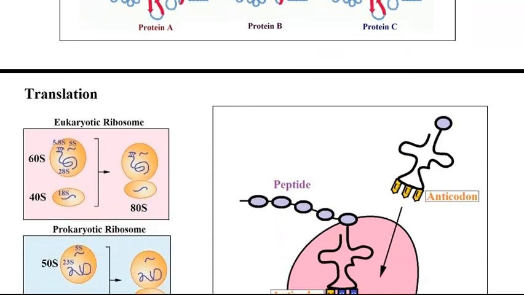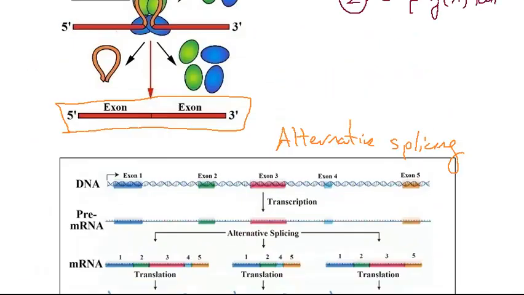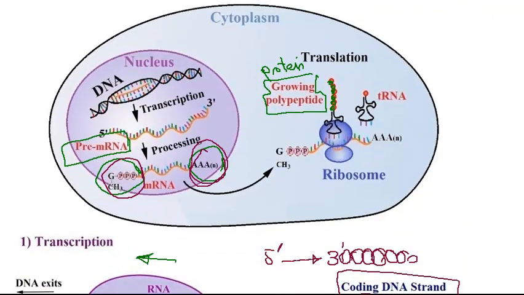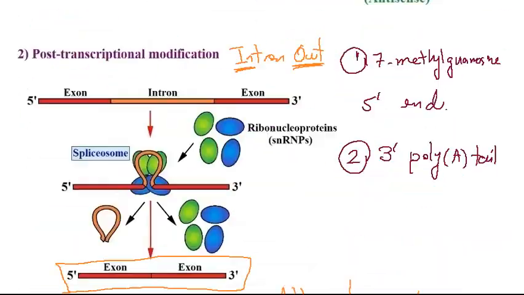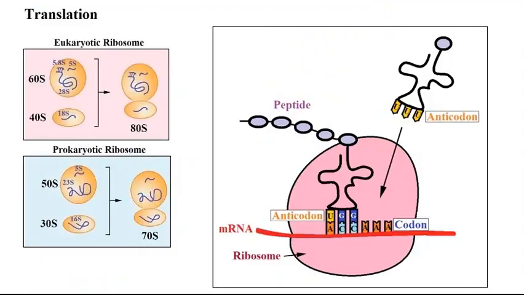All right, the next process is translation. So let me go back to the summary again. We've shown how transcription happened, how pre-mRNA has undergone 5' capping, polyadenylation, and splicing. Now we have the mature mRNA that is undergoing translation. All right, so we are down to translation.